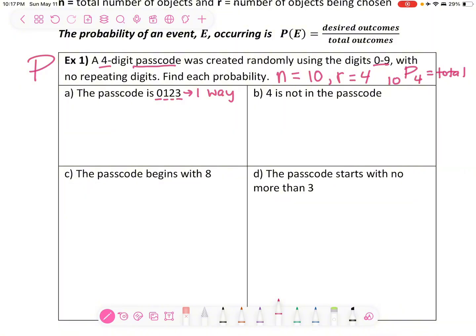So that means that our probability is going to be 1 over the total number of outcomes, which is 10 permutation 4. Now, the shortcut in the calculator that I don't believe I showed you in the last note, I want to make sure that you see this. I'm going to show you how to do this in the calculator.